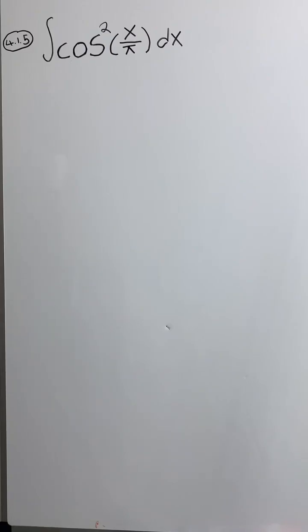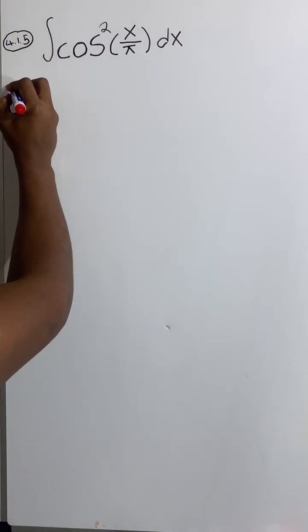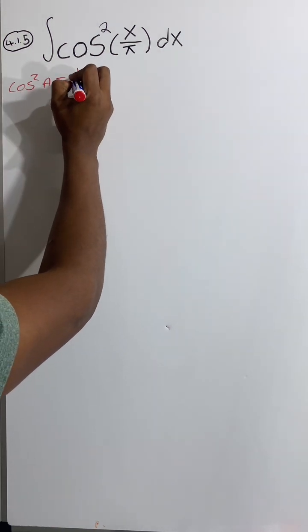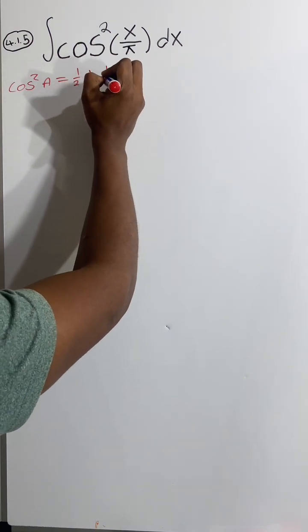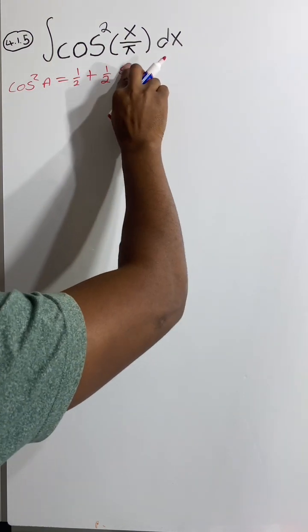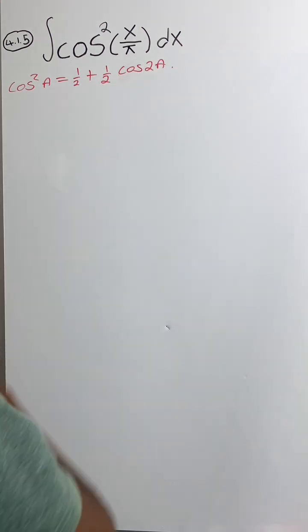4.1.5, we have to evaluate the integral of cos squared in brackets x over pi dx. There are two methods that you can use to evaluate this integral. So the first method, we have the identity cos squared a is equal to 1 over 2 plus 1 over 2 multiplied by cos of 2a.